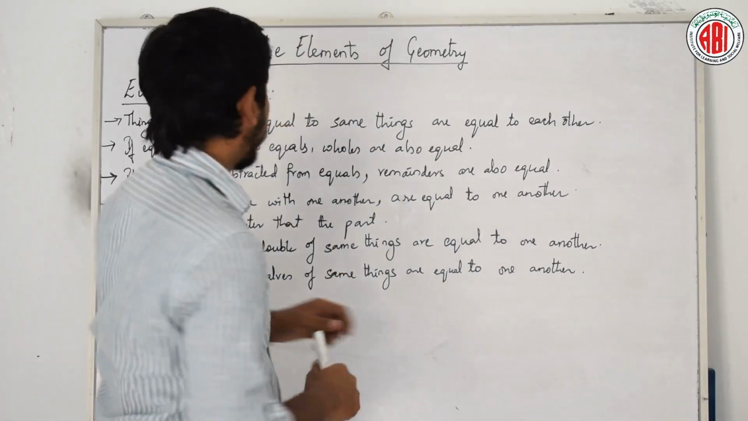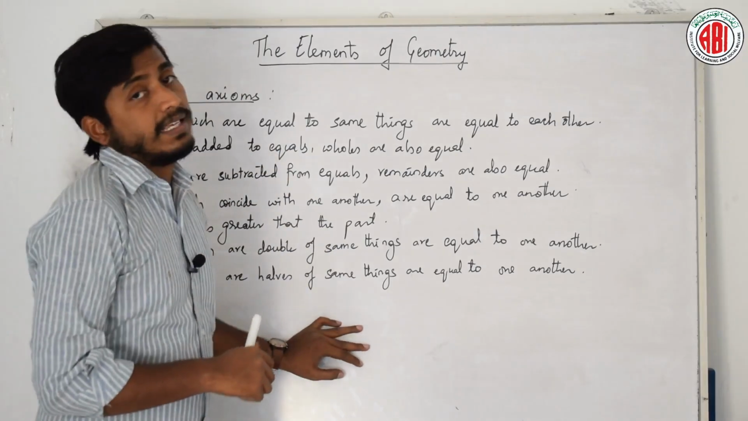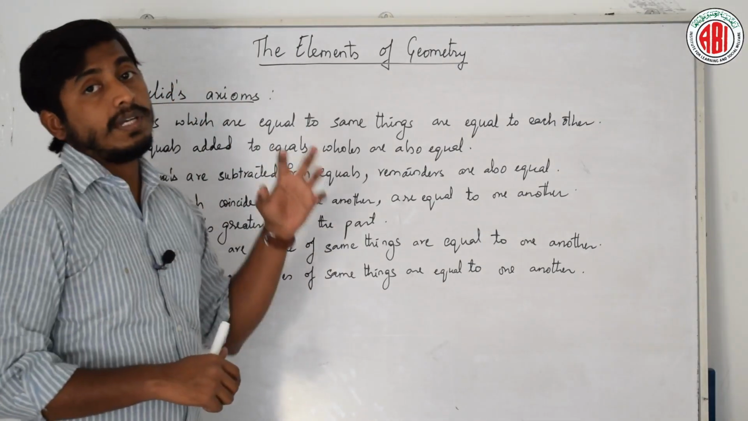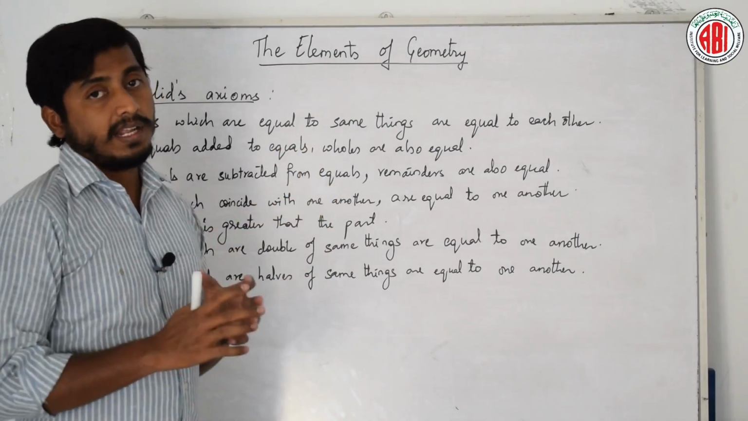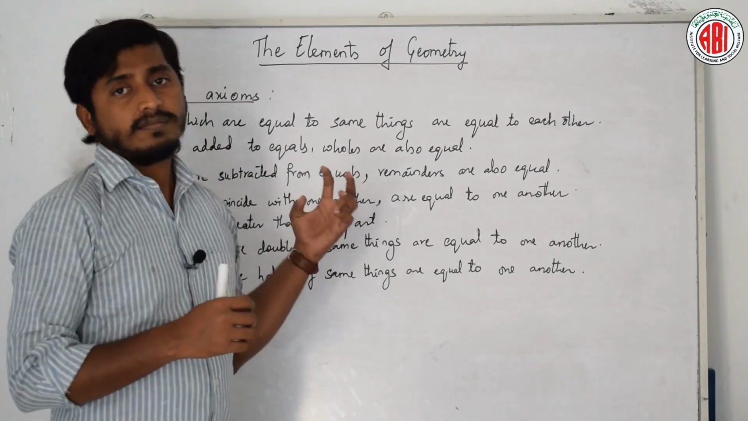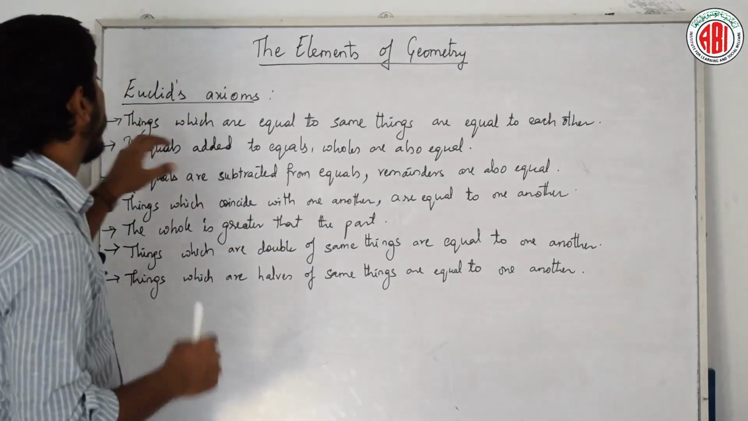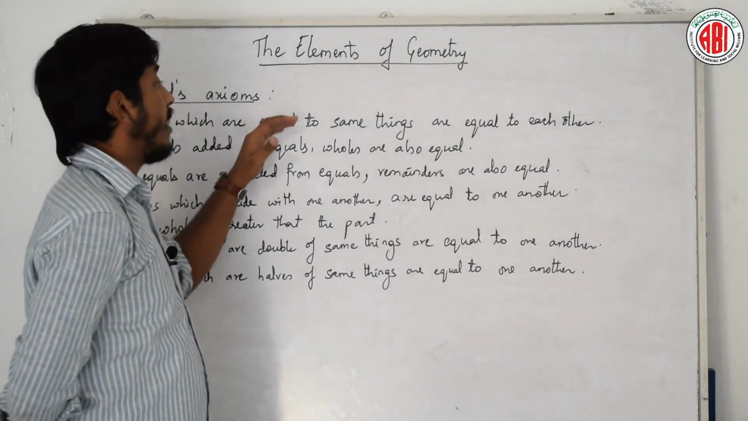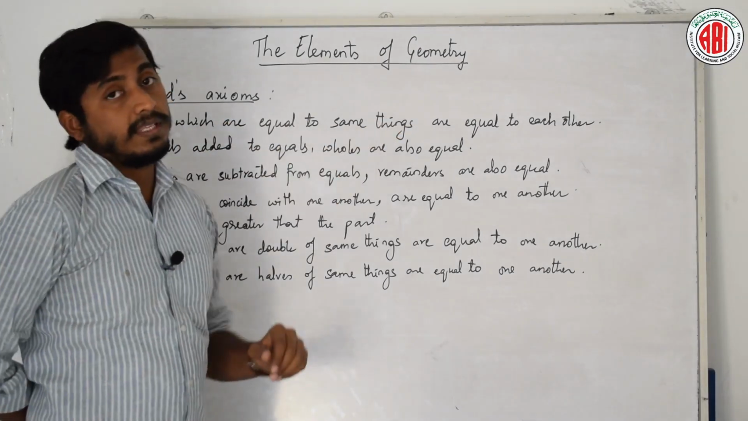See here. These are all the different axioms given by Euclid. Euclid is the main person who designed the whole geometrical part, that is the basic division rules and everything. Clear? See here. The first axiom: things which are equal to the same things are equal to each other.